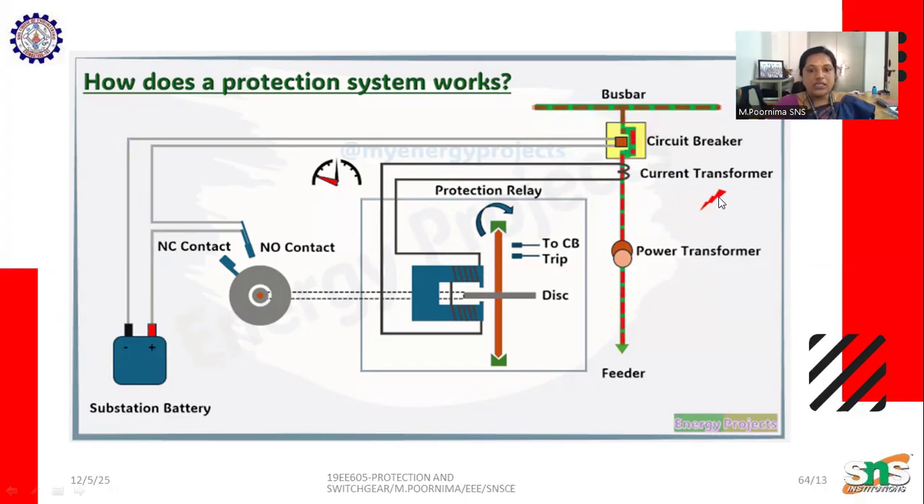Here we can see what happens when the fault occurs. The current transformer gets energized, and this also gets energized, moving this part. The contactor with the normally closed coil opens. When the contactors are energized, the battery supply goes to the circuit breaker, which trips the circuit, and the bus bar is protected. So this is the basic protection system.